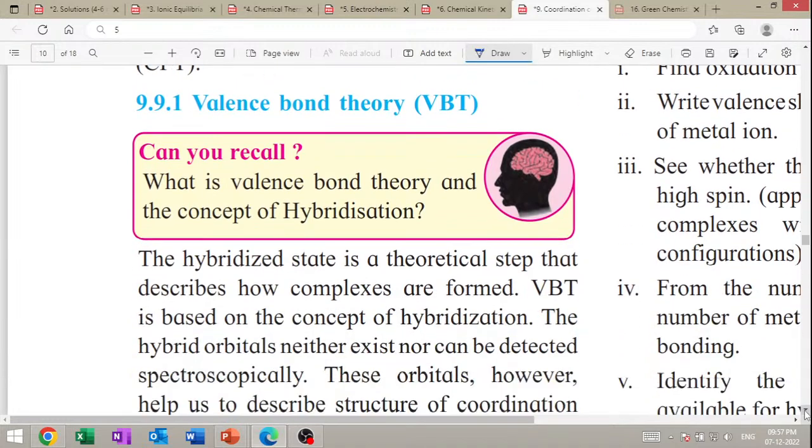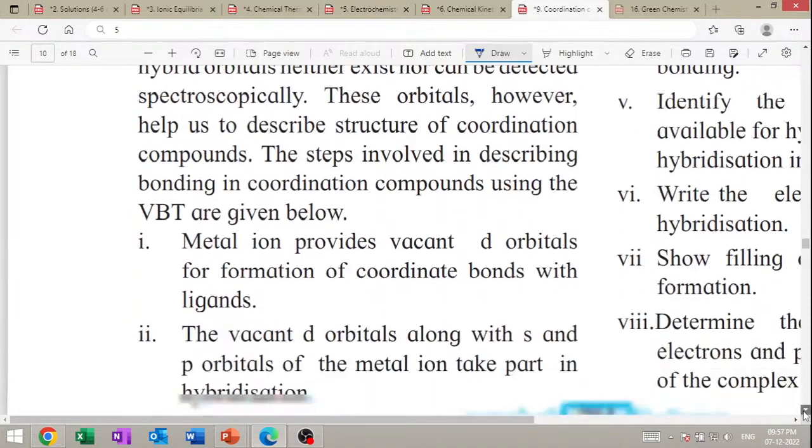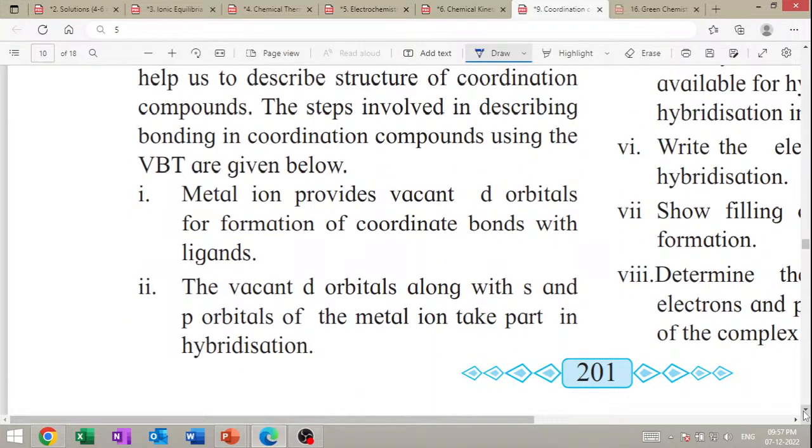Yes, this is the valence bond theory, VBT. Valence bond theory is given below. You should be able to note the number of points. This is number 1. Metal ion provides the vacant d orbital for formation of the coordinate bond with the ligands.